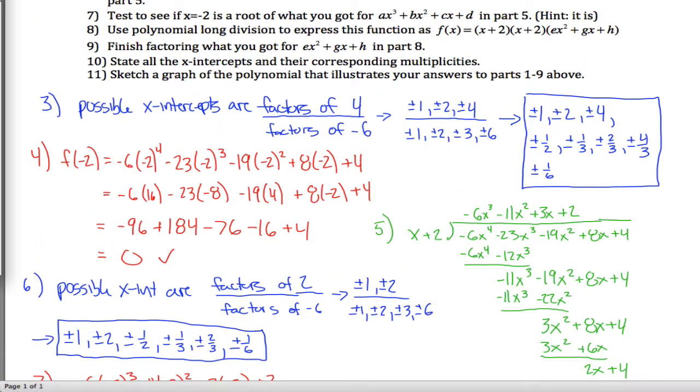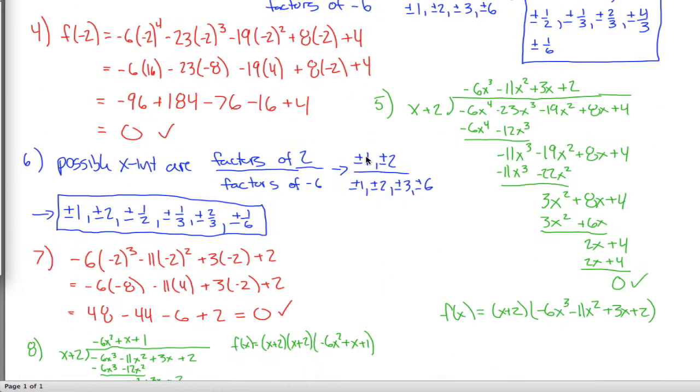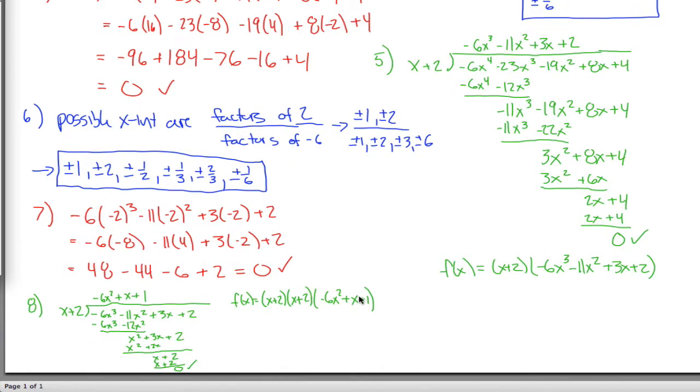Number 9 says, finish factoring this mess here. So to factor -6x squared plus x plus 1, I want to find two numbers that multiply to -6, the product of a and c, and add to 1. So those are +3 and -2. And then I replace this plus x in the middle with plus 3x minus 2x. Then I can factor by grouping.